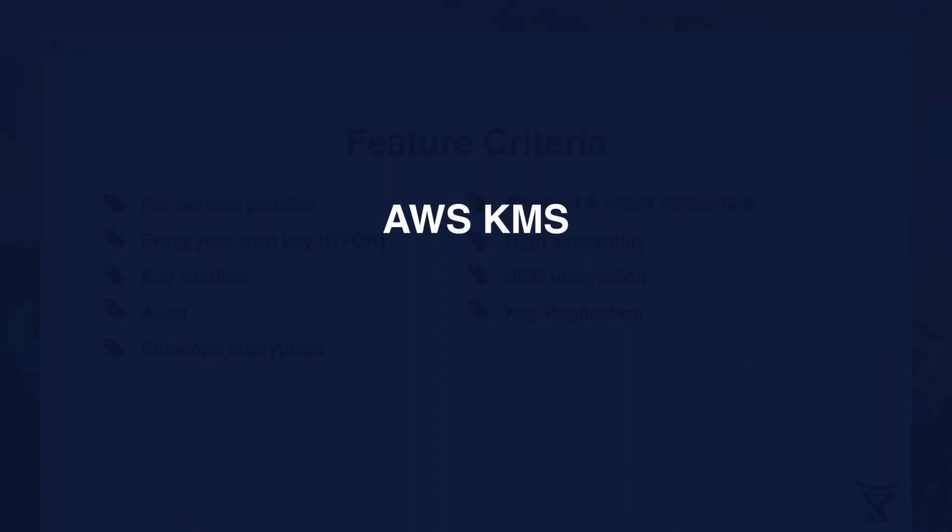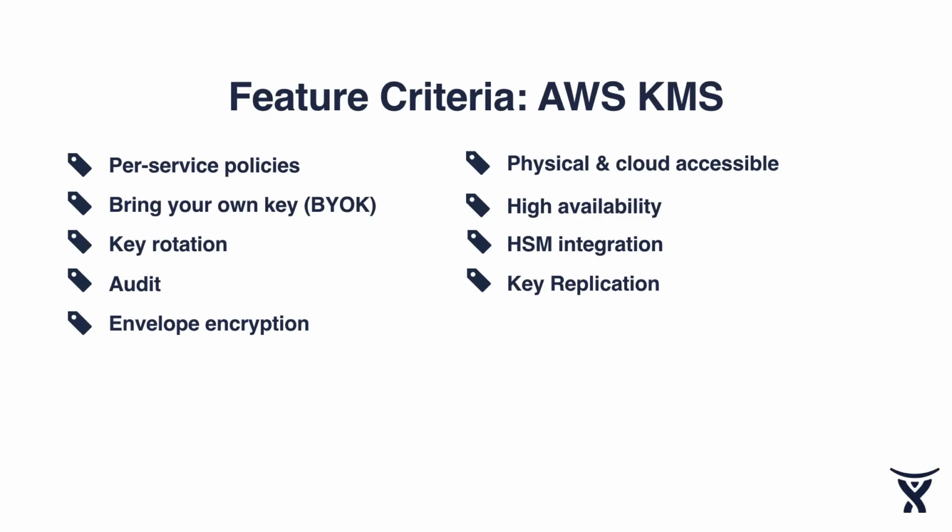So we started the vendor selection process based off of our existing feature criteria, and it really came down to two potential vendors. First, we started with KMS, which is short for Key Management Service. And for those who are unfamiliar, it's an Amazon Web Services managed service for creating and controlling encryption keys.